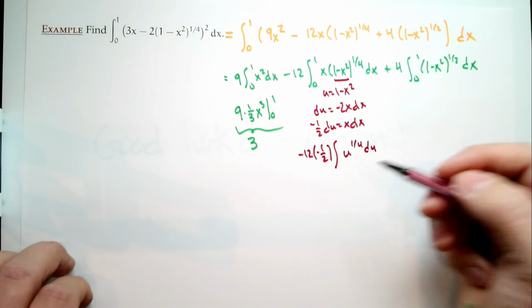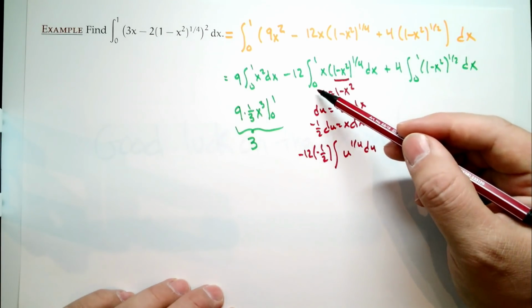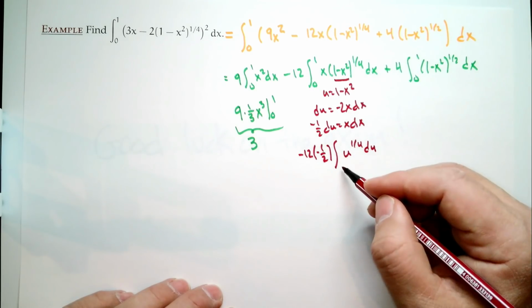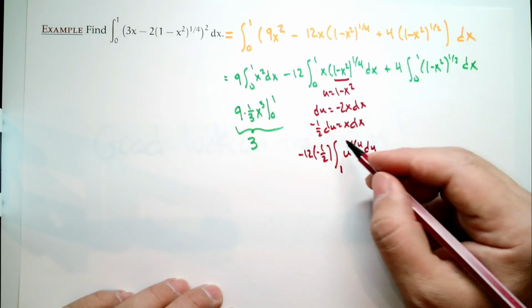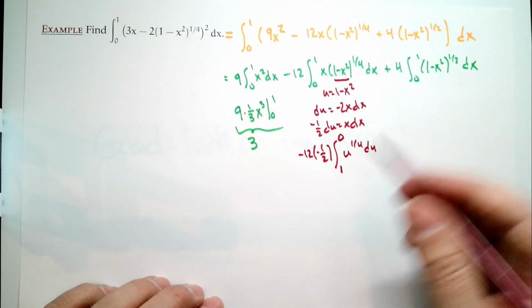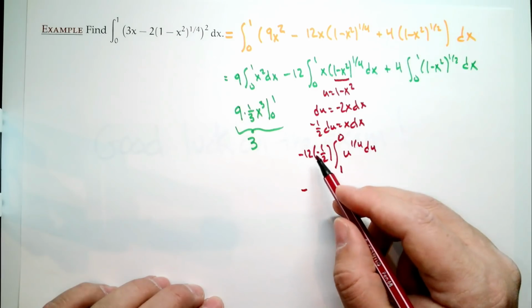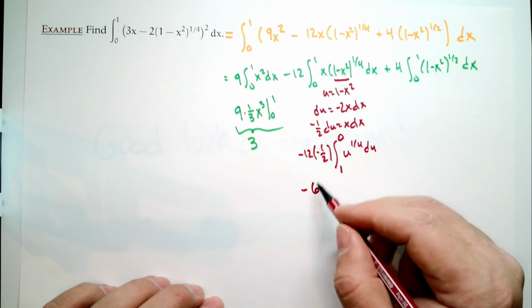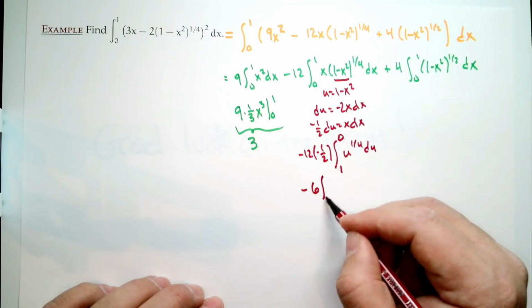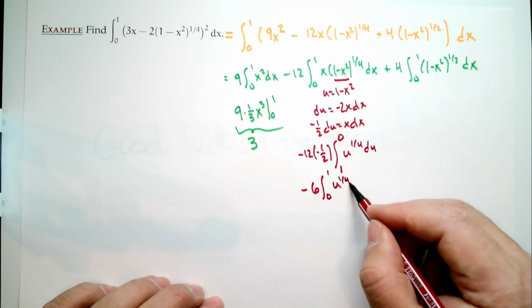And what will our bounds be? Well, we've got to update. 0 to 1, well, plug in 0, 1 minus 0 is 1. Plug in 1, 1 minus 1 is 0. Well, that's okay. We can fix that. We'll just flip it. So 12 times 1/2 is 6. We had 2 negatives, but one of them is going to be used to fix the order of integration. 0 to 1, u to the 1/4 du.